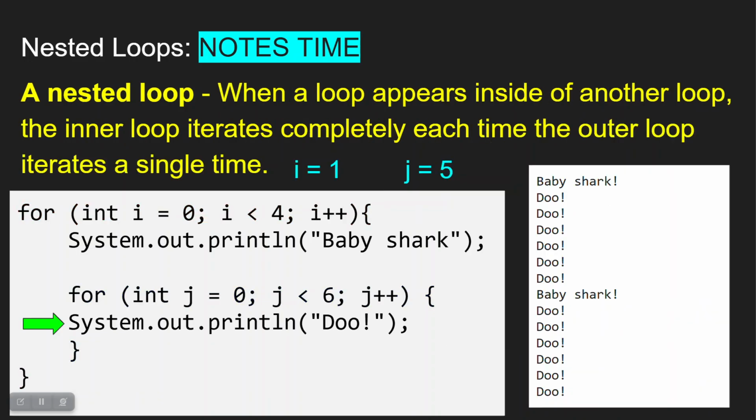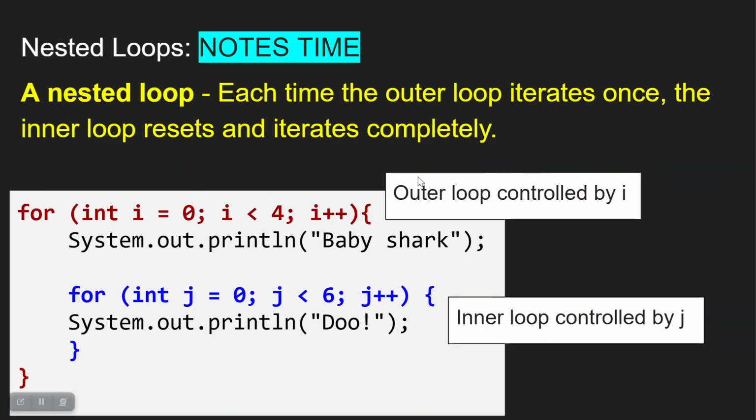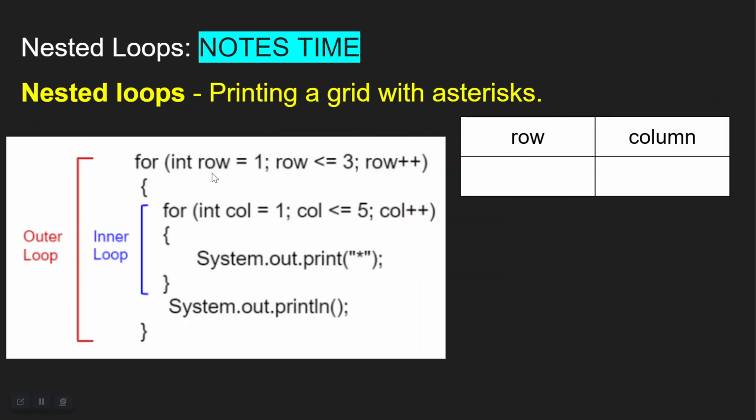And of course, this would just continue. This would happen 4 times, and then this would happen 6 times every single time the outer loop iterates. So again, when you are doing nested for loops, it's important to choose different variable names for your outer and your inner loops. The outer loop is controlled by i, the inner loop is controlled by j, and that's basically it.